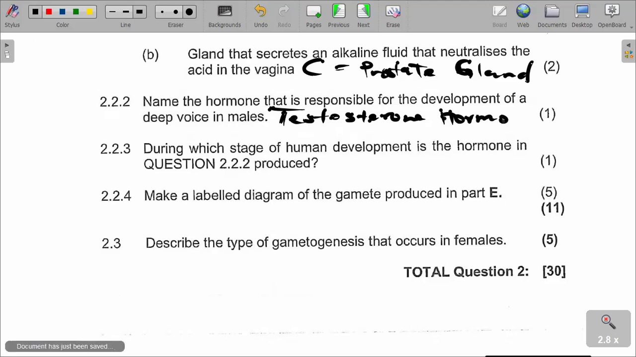It is the testosterone hormone. It is the one for secondary characteristics development. And then, during which stage of human development is the hormone produced? During puberty. Puberty is the stage of secondary characteristics development, class.